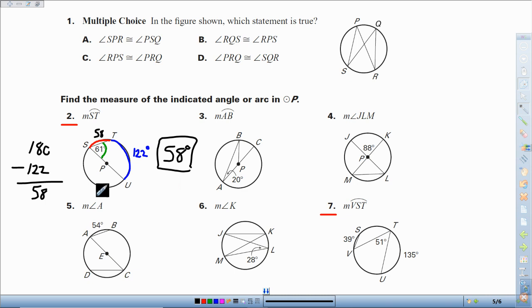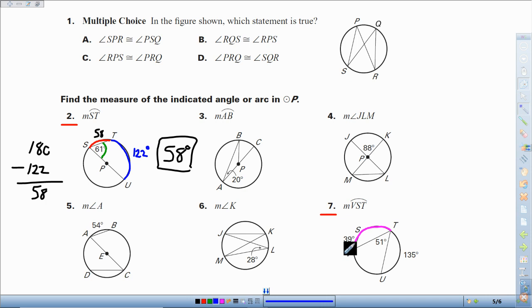That's again kind of the idea. Look for diameters. There's a lot of diameters on these problems. Though I do want to look at one that doesn't have one. Take a look at number 7. This is asking for arc VST, so starting at V, going through S all the way to T. Let me make that a different color. So VST, that's what we're looking for. We have part of it.